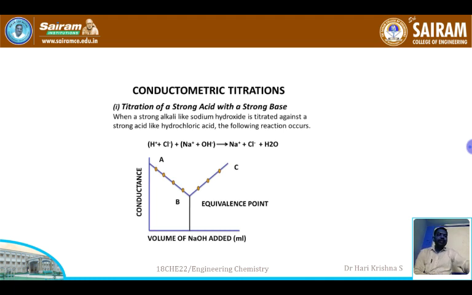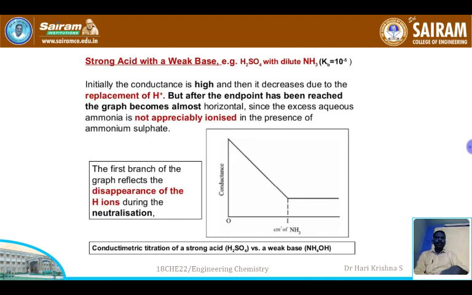This is one. Next we have strong acid versus weak base. Strong acid, H2SO4, we're going to take in the burette, and the weak base, ammonium hydroxide, we can take in the beaker. Or a weak acid might be acetic acid or any organic acid. We're going to dip the conductivity cell as usual, like in the previous experiment, and add the acid in increments of 0.5 ml.